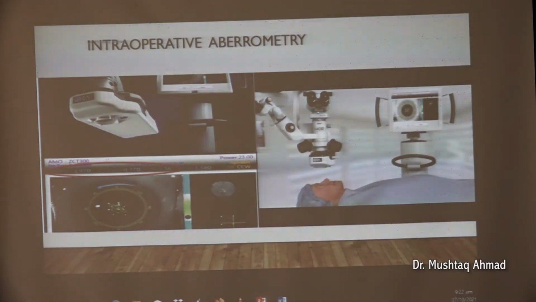This is what the machine is, which can be attached to the microscope, and after cataract removal, it can give a precise intraocular lens calculation. This is, I think, a very important tool for toric IOL as well. And this means during the surgery, when you remove the lens, and then even if you implant the lens, you can calculate the lens power through this machine.